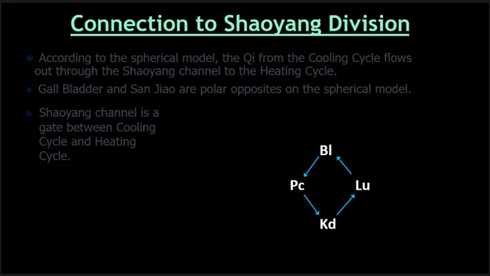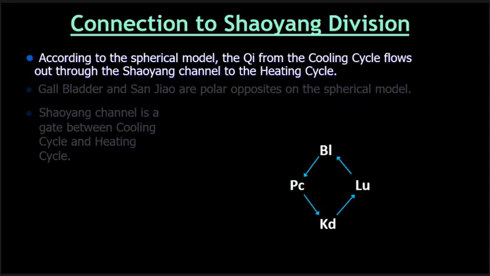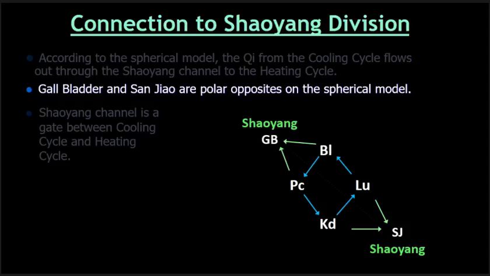Now, connection to Shaoyang division. According to the spherical model, the qi from the cooling cycle flows out through the Shaoyang channel to the heating cycle. So you can see that right there. This cooling cycle, qi concentrates in there, and then normally qi will flow out through gallbladder and sanjiao, which is the Shaoyang division, and then through there it will go to the other side of the sphere to reach the heating cycle. So gallbladder and sanjiao are polar opposites on the spherical model.